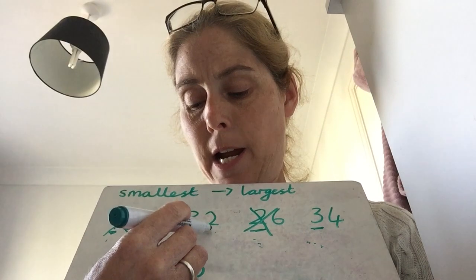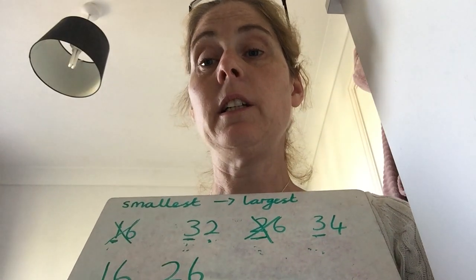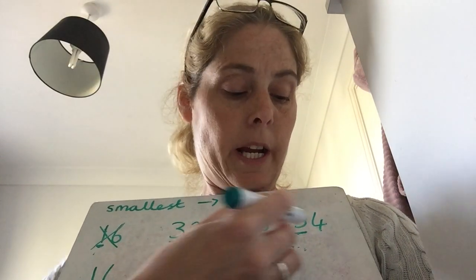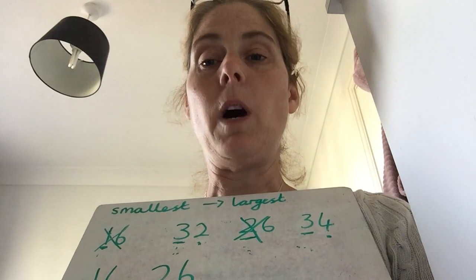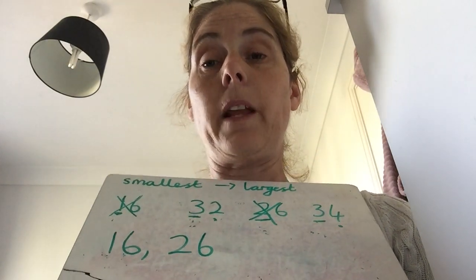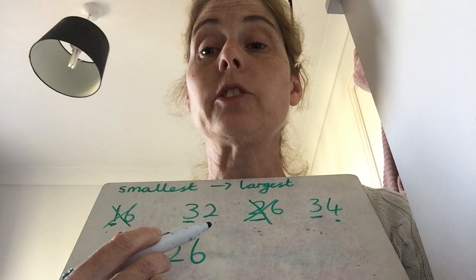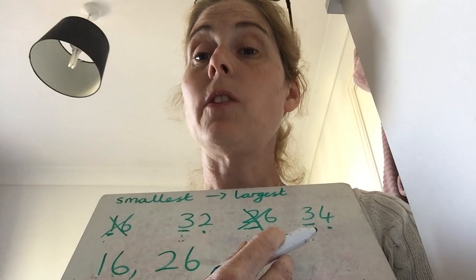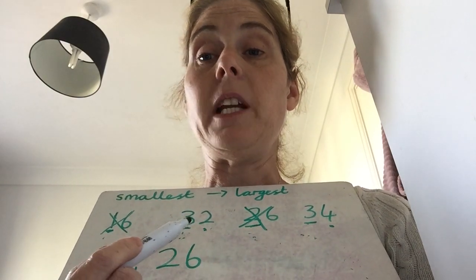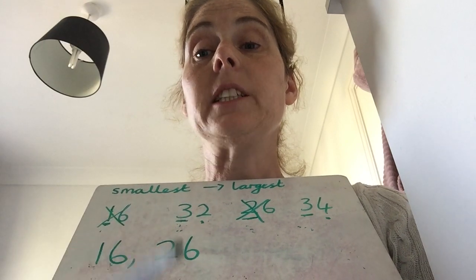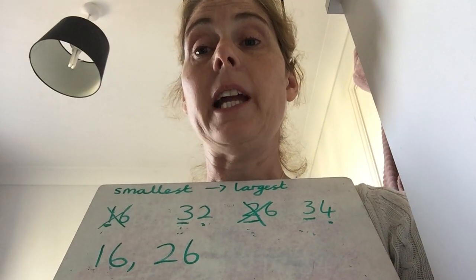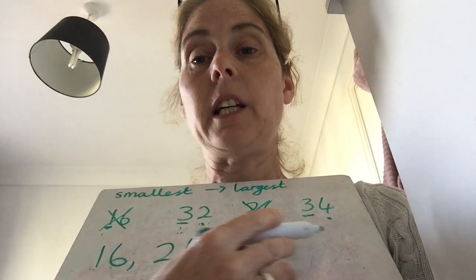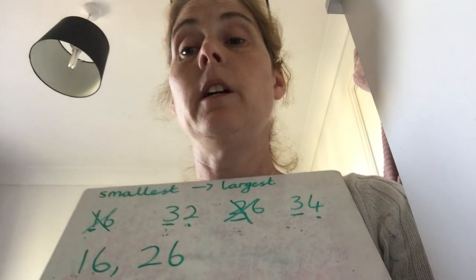So here, how many ones? 2. Here, how many ones? 4. So this one only has 2 ones. This one has 4 ones. So that tells me that this one is a smaller number. So this one is going to come before this one. So we're going to have 32 and then 34.